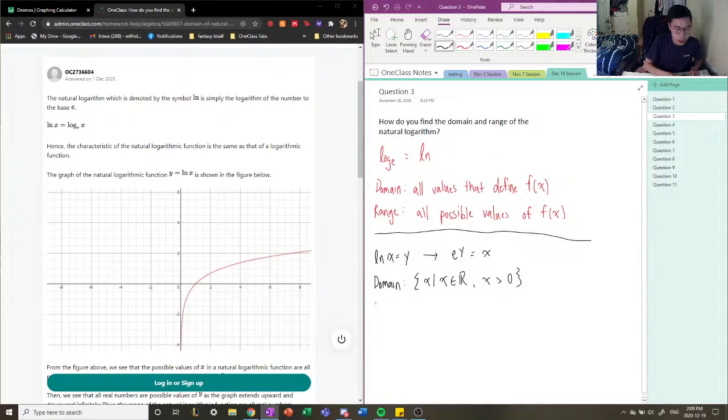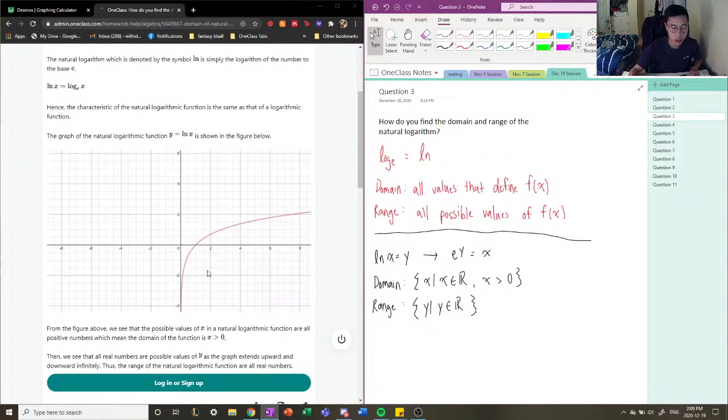Okay, what's our range? If we look at our function again, we see that our range extends from all the positive numbers to all the negative numbers. So our range is y such that y belongs to all real numbers. Okay, so that's how you visually look at it.